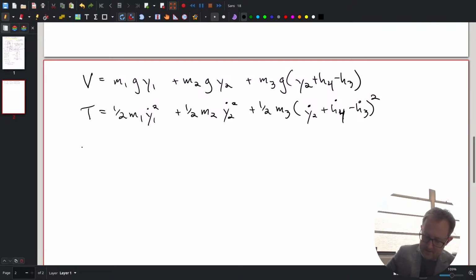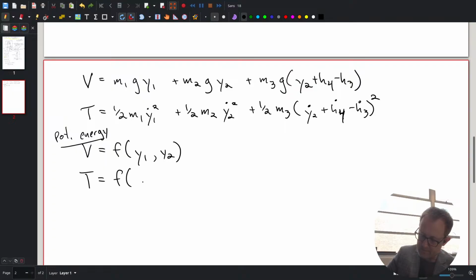So the main thing is that our potential energy is a function of just y1 and y2, and our kinetic energy is only a function of y1 dot and y2 dot. In general, we could have terms where it depends on both y1 and y1 dot and y2 dot. So general is that it could be a function of y1.